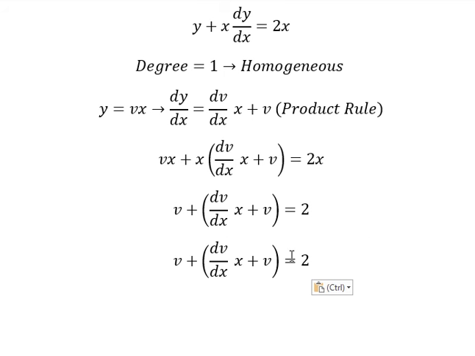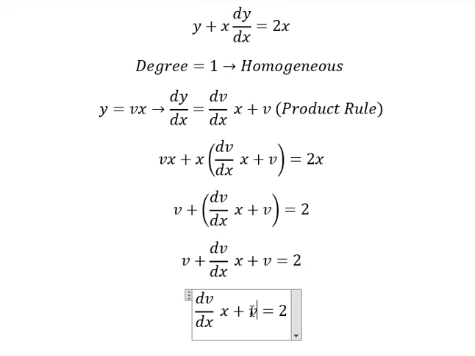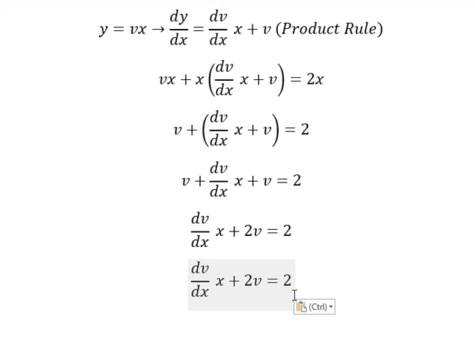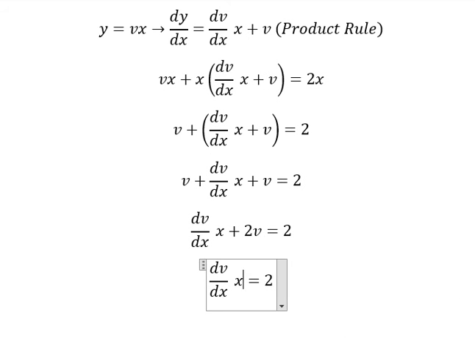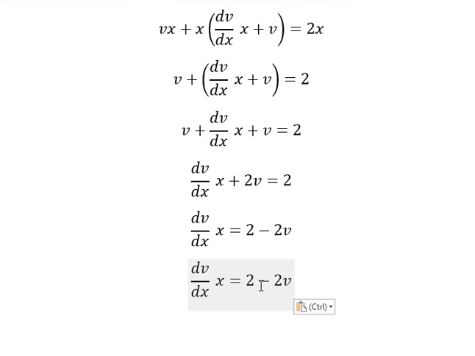Next we need to open parentheses. v plus v, we have 2v. Next, I will put 2v to the right, and we have negative 2v. This one I will put on the left, dx and x we put on the right.